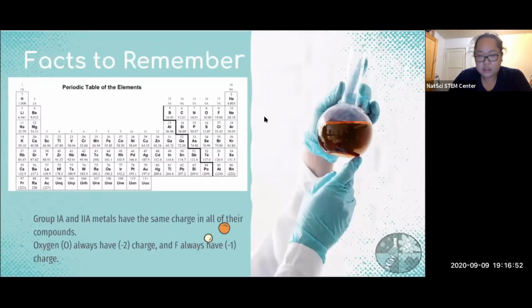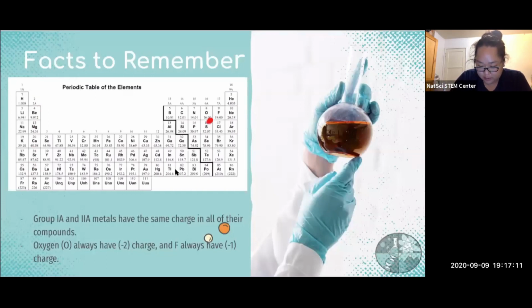So the next thing is things to remember. Your group 1A and 2A metals have the same charge in all of their compounds. So that's what I went over right here, where 1A all have a charge of +1, and these all have a charge of +2.